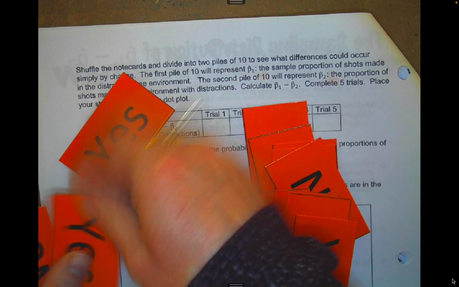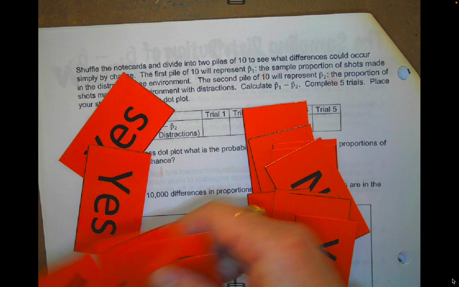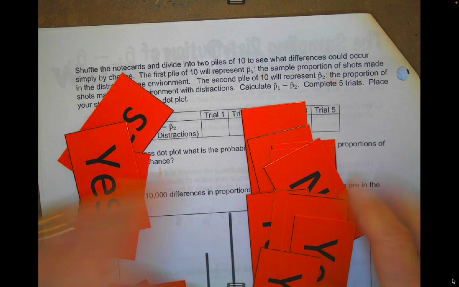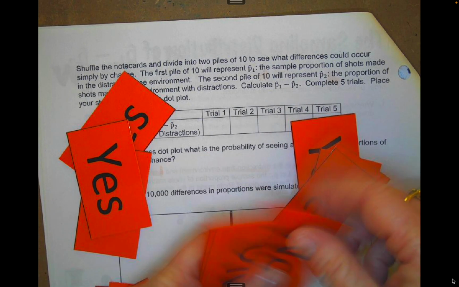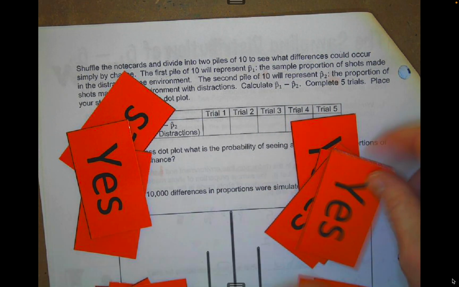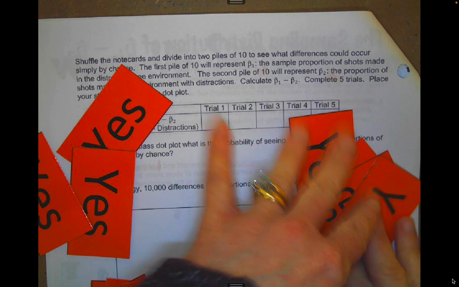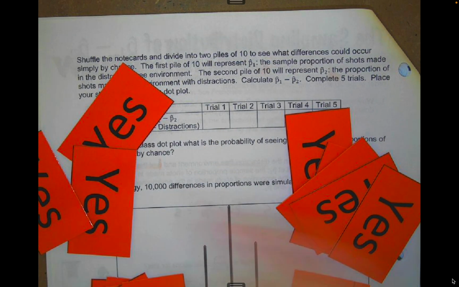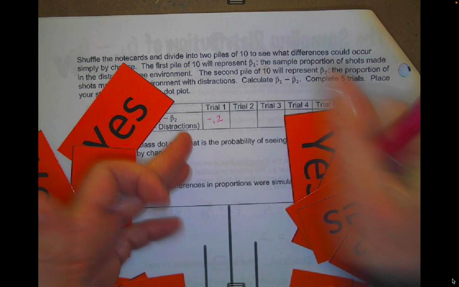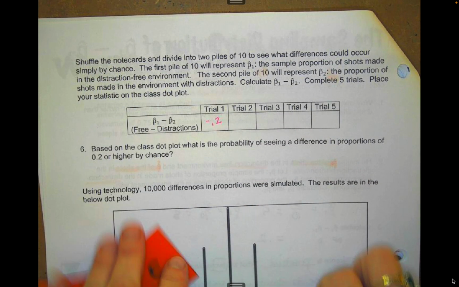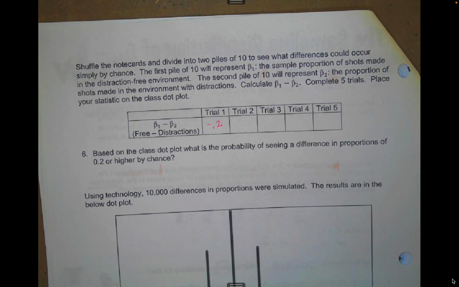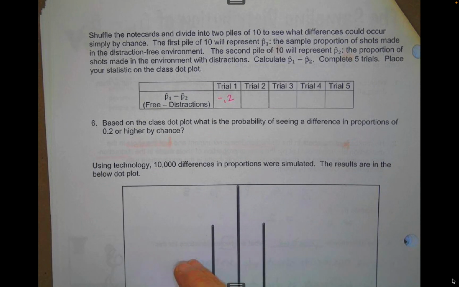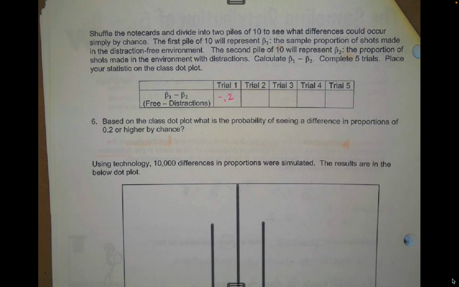I should have 2 piles of 10. My first environment was without distractions, so free of distractions. My second environment is with the distractions. I've got 3 yeses here, 5 yeses here. If I do the subtraction, I'd have -2 tenths, so I have -0.2 in my first trial. So you can get negative by chance. Everybody clear on what's happening? You're going to repeat that 4 more times, and then we're going to put all of our trials together.